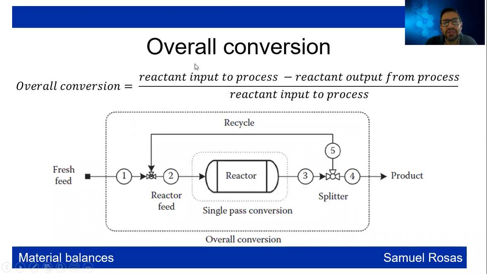And we can say that the overall conversion for the whole process is going to be the limiting reactant input to this process minus the output of this process, over the input. And this has to increase if we have the recycle than if we don't have it, right?